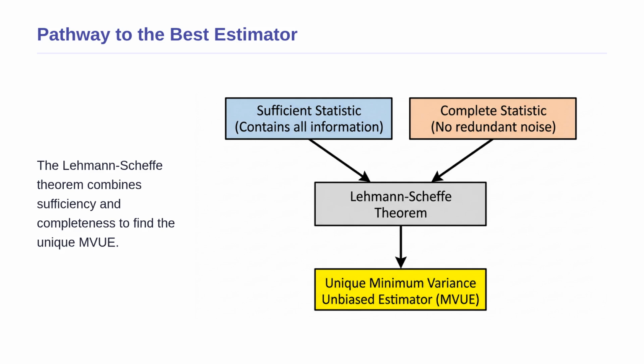This diagram teaches us that sufficiency provides the raw materials, but completeness acts as the mathematical lock that guarantees our final estimator is unique and cannot be improved upon.